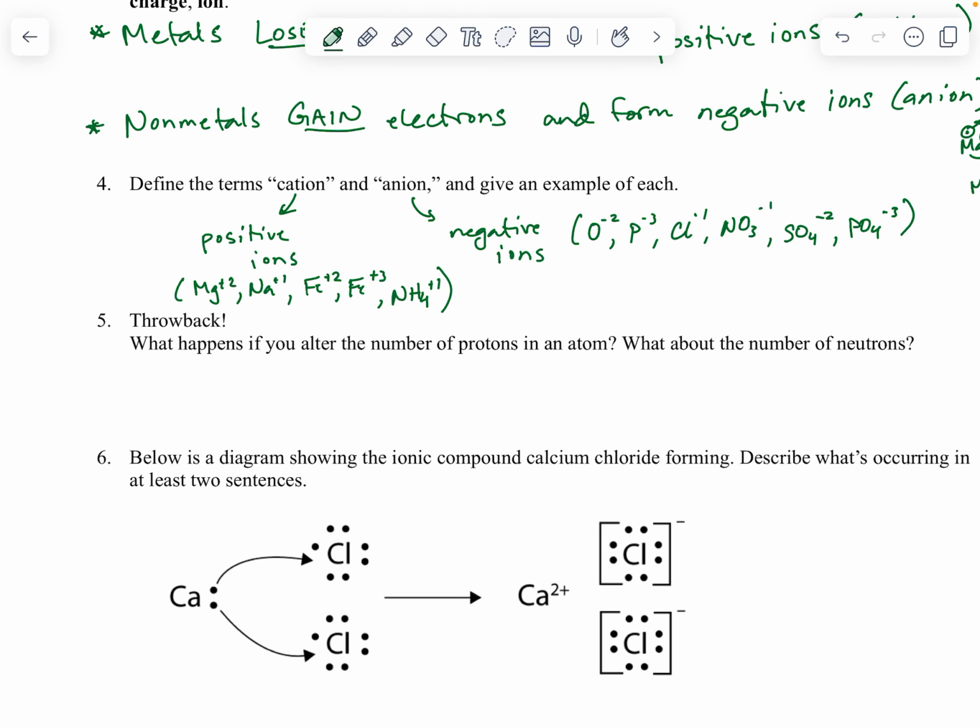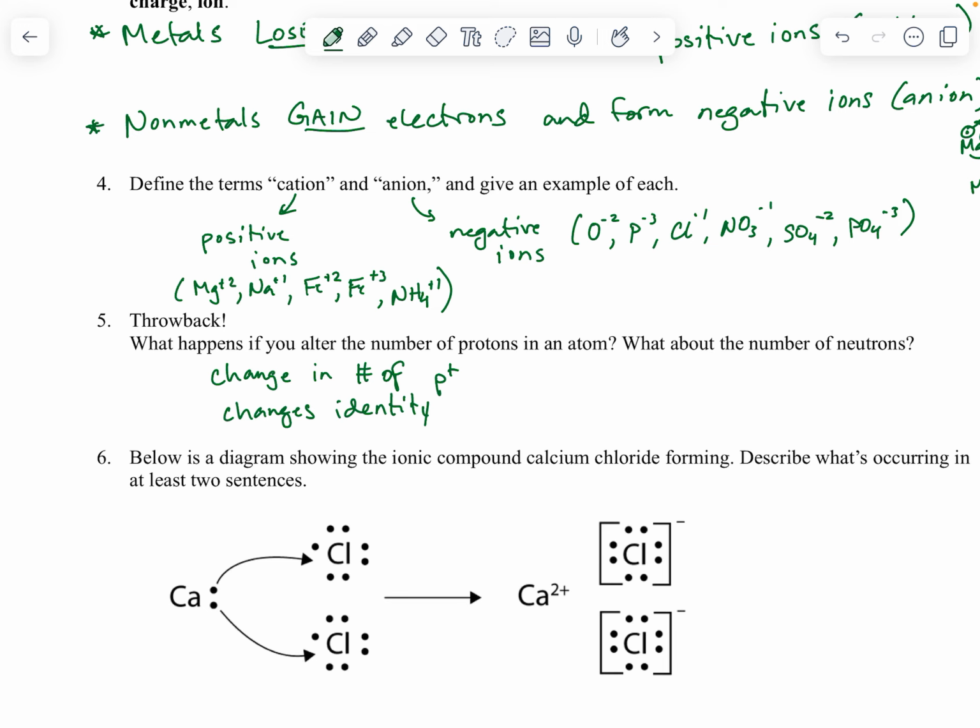Throwback, what happens? We've already touched this. If we change the number of protons, then we're changing the identity. A change in the number of protons changes the identity of the element, right? And we can't do that when we're focused in on an element that we're already working with.